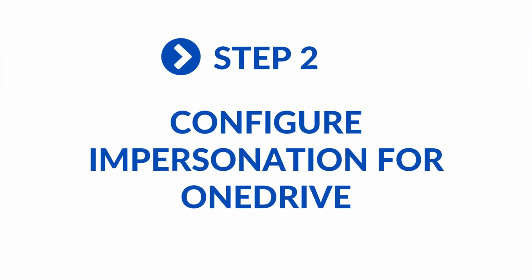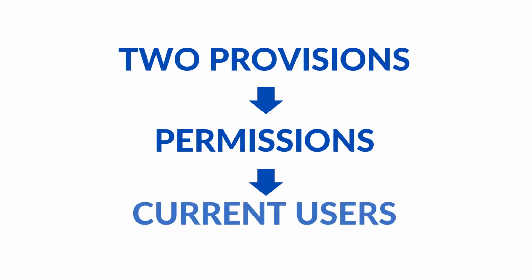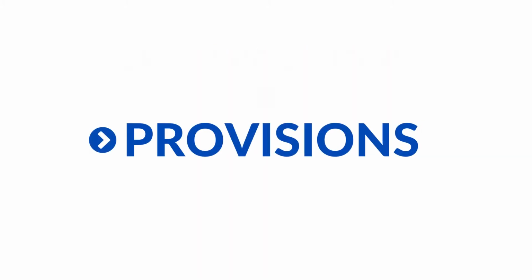Now let's check out the next step to configure impersonation for OneDrive. You can make use of this step for configuring permission for the current users. There are two provisions that can be used to give the permissions for current users. Now let's check out both the provisions for solving the purpose.